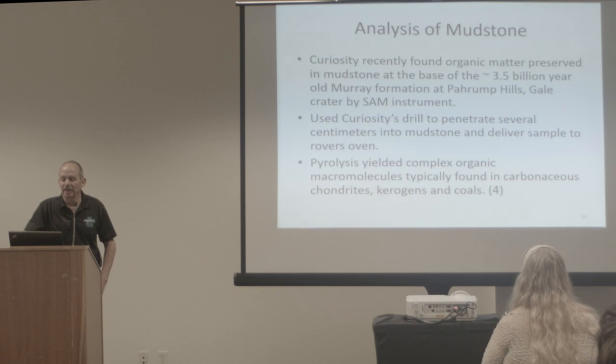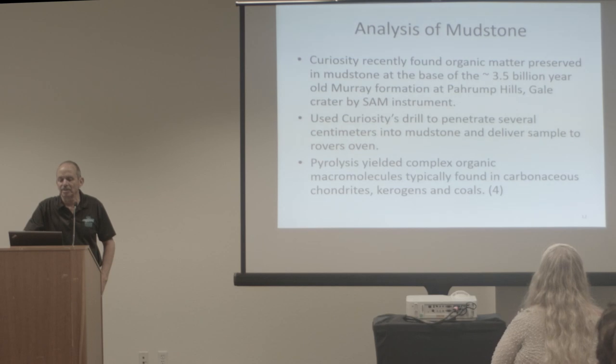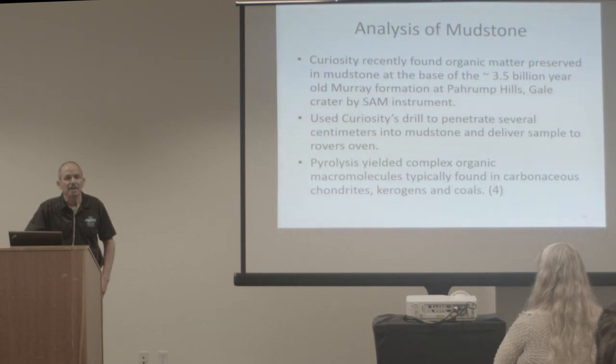What Curiosity found at Pahrump Hills was some organic molecules in mudstone that was estimated to be 3.5 billion years old. The Curiosity drill penetrated several centimeters into the mudstone and delivered the samples to the rover's oven, where pyrolysis was conducted, and that yielded complex organic macromolecules. These types of macromolecules are also found on Earth in carbonaceous chondrites and kerogen, and also coal.